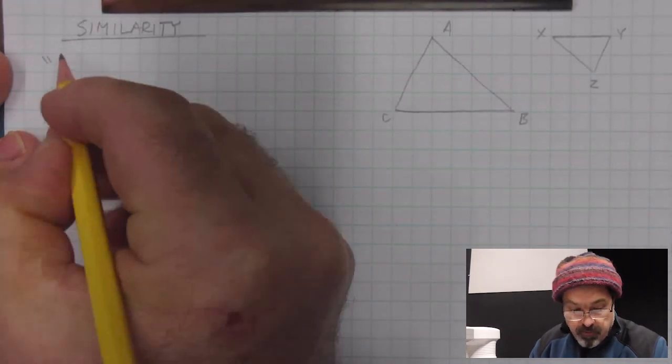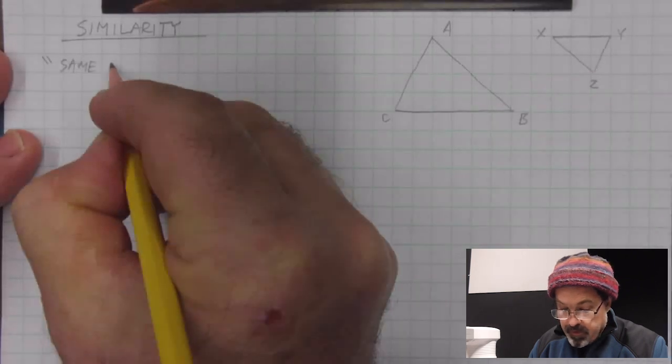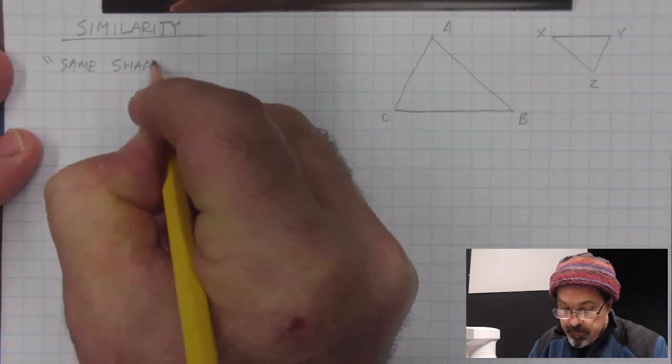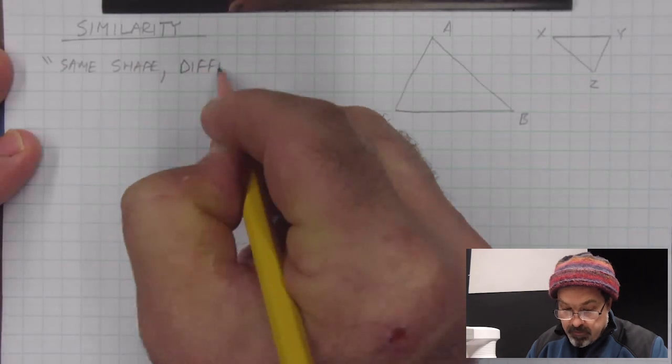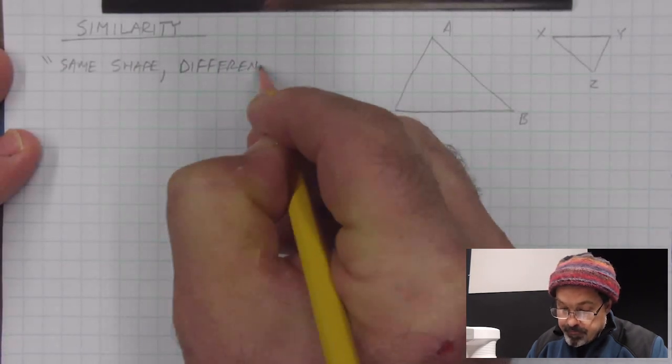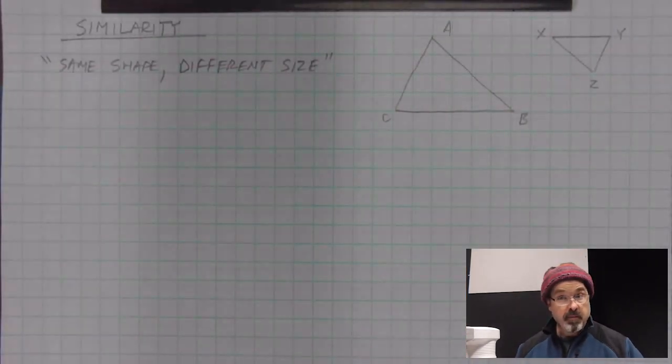Similarity informally means shapes that are the same but different size. Same shape, different size. And I put this in quotes because it's a good way to think, but it's informal.